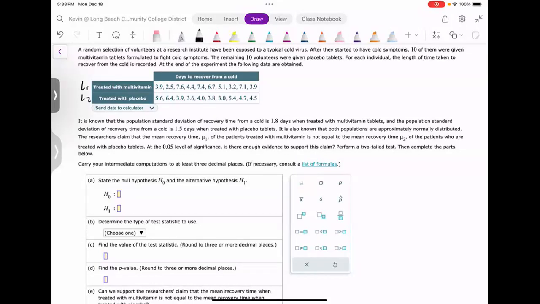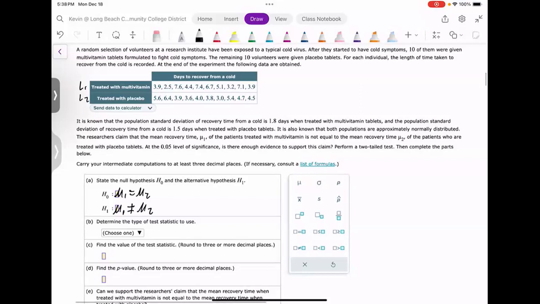So let's do our null hypothesis. They're saying that it's not equal to. And is there enough time?